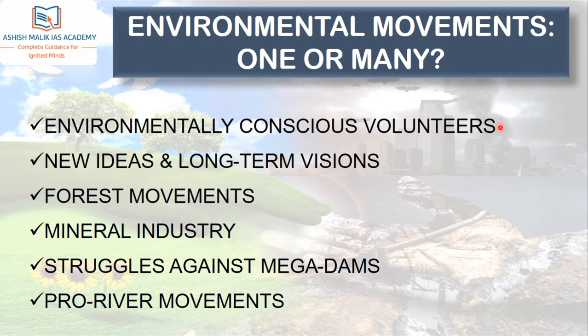Now these movements give us new ideas and long-term visions of what we should do to solve the environmental issues, or what we should not do to our environment. Now there are different types of environmental movements. First, we can say there are forest movements, there are movements which oppose the mineral industries, there are struggles against mega dams which are also called pro-river movements.